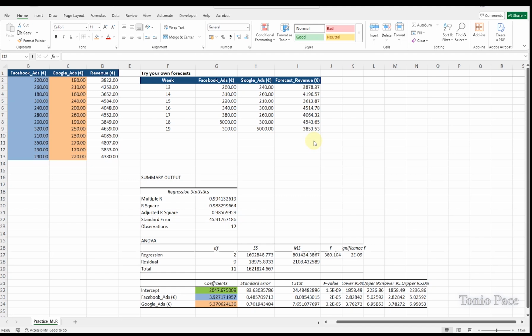Finally, remember an important limitation. This model is based on past data. It is useful as a guide, especially for planning and comparing scenarios, but it is not a guarantee.